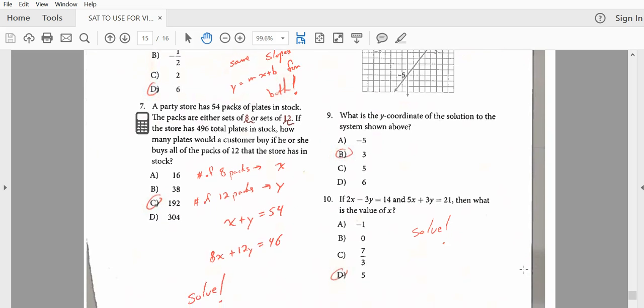This one, so I called my 8 packs X, and then my number of 12 packs Y, so it says I have 54 packs of plates, right? That's that first part, and then to get the total plates, the 8 packs would be 8 times X, and then 12 times Y for the 12 packs to figure out how many of each there are. Since, I should say 496, sorry, my handwriting wasn't the best here. So I'd say this should be 496 from here. Then we could isolate either X or Y, plug in and solve, and we'd be good to go there.